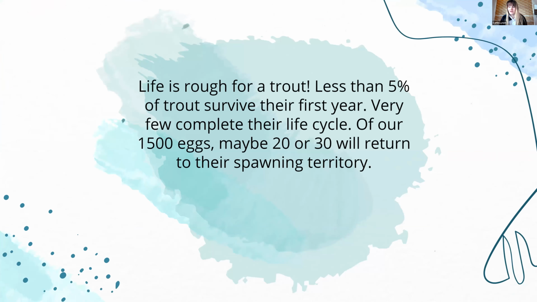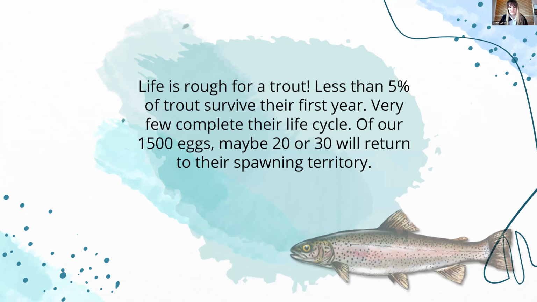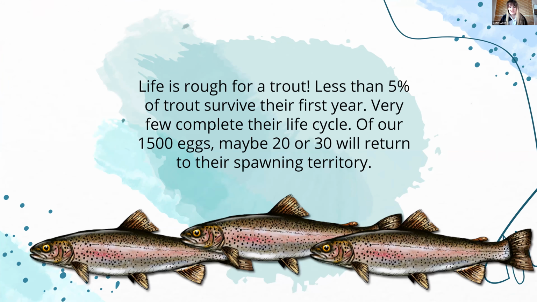So life is rough for our trout, as we can see. Less than 5% of trout will survive their first year, and very few complete their life cycle. So you can say that of our 1,500 eggs that we had at the beginning, maybe 20 or 30 will return to their spawning territory, or even less than that. So that's how we get some of our fish. They're going to head back upstream to spawn, and then start the life cycle over again.